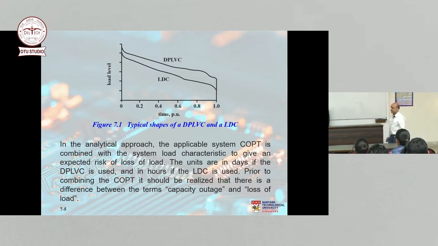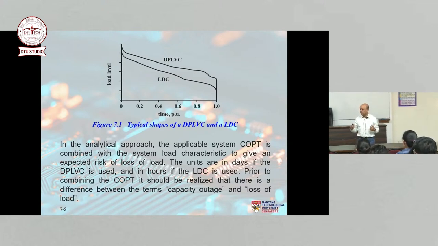24 times 30. So in the analytical approach, we use the COPT and we combine it with the load characteristic to get the risk. Yeah, as simple as that. So you will see through calculations, it's not that hard at all. But before we use the COPT, you must realize that there is a difference between the terms capacity outage and loss of load. Yesterday I told you that when we develop the capacity outage probability table, we should know what is loss of load, correct?